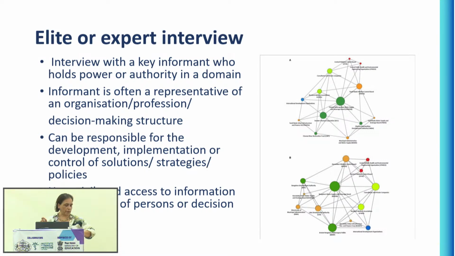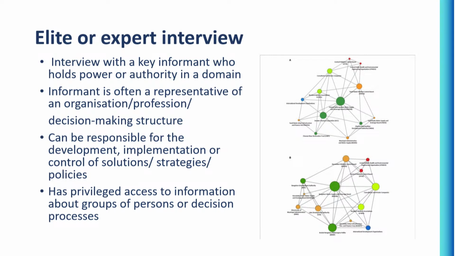Now before we close, let's talk about one more type of key informant. Sometimes you have a key informant who holds, and in this case it is an issue of power or authority, a recognized powerful position. They're usually a lead representative of an organization or a profession or a decision-making structure, so they're at the top of the organogram. They can be responsible overall for the development, implementation, or control of the particular intervention or strategies you're interested in. They have privileged access to information about groups of people or decision processes.